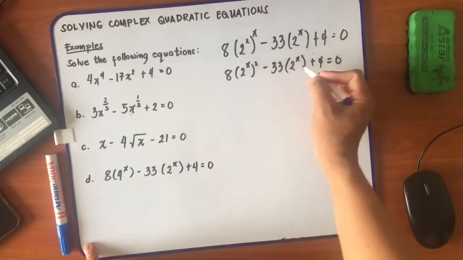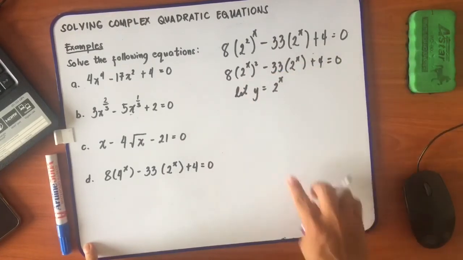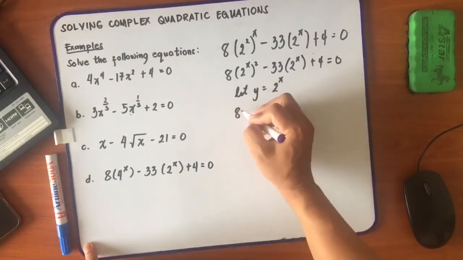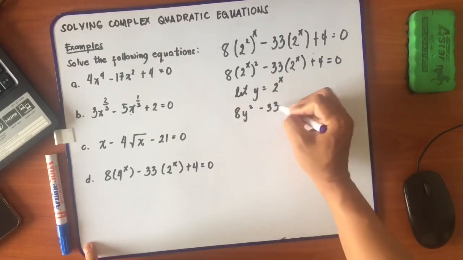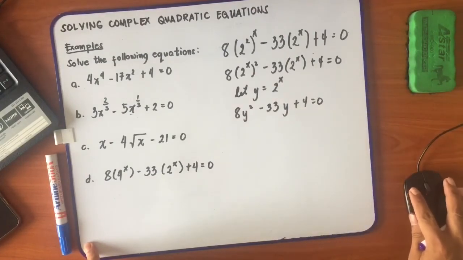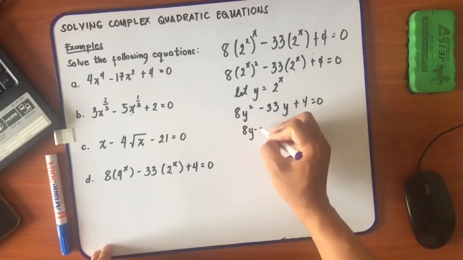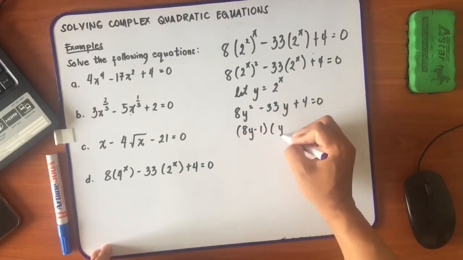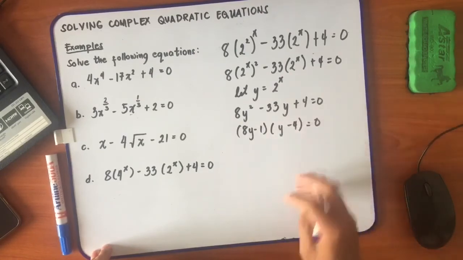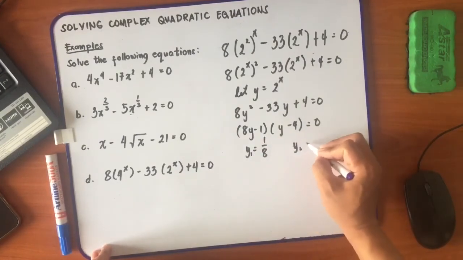So I can now let y is equal to 2 to the power of x. If y is equal to 2 to the power of x, then 8y squared minus 33y plus 4 is equal to 0. Then do the factorization. It will become 8y minus 1 times y minus 4 is equal to 0. Thus, y is equivalent to 1 over 8. That's the first value of y. The second value of y is 4.